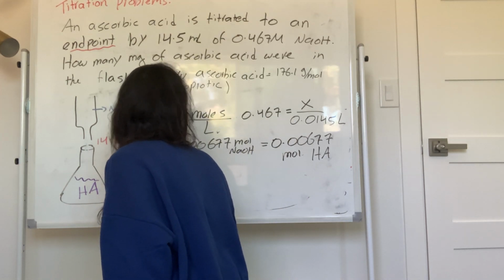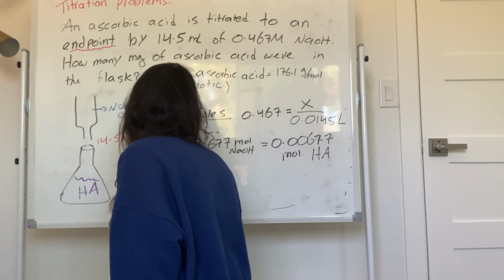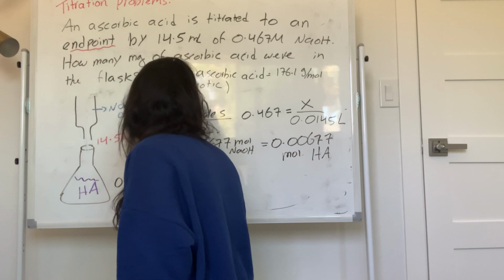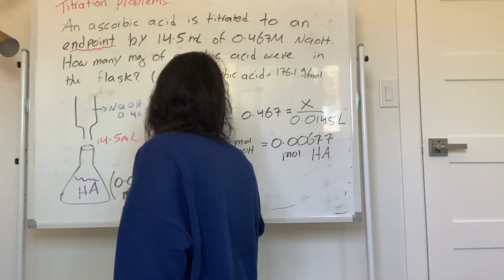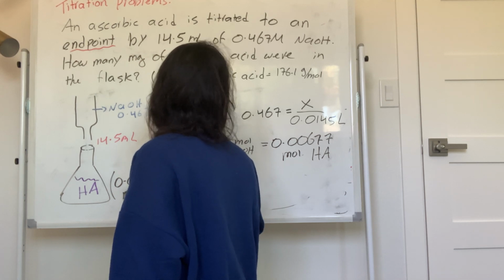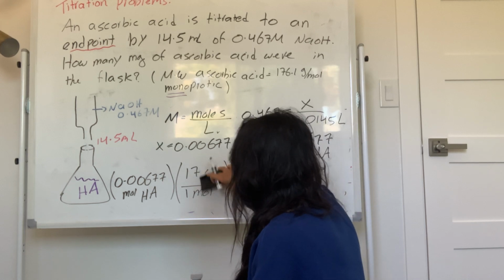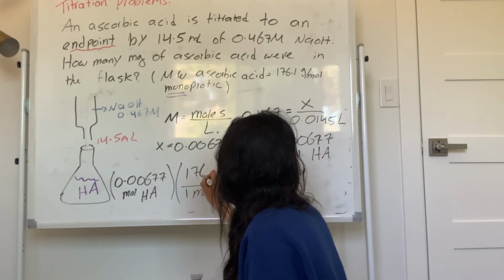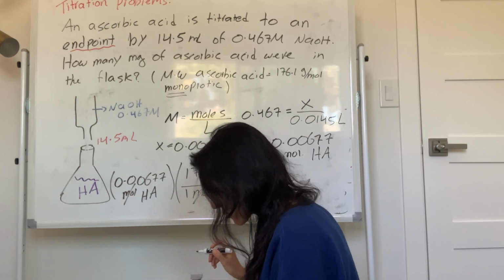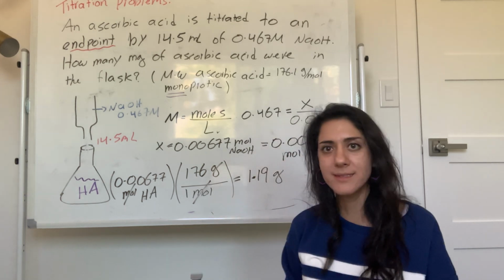So 0.00677 moles of ascorbic acid, which I'm just writing as HA, doesn't matter. I want to convert it to grams using molecular weight. 1 mole of the acid is 176 grams. I give you the molecular weight in this problem so the moles can cancel out. What I end up with is grams, which is 1.19 grams of ascorbic acid.